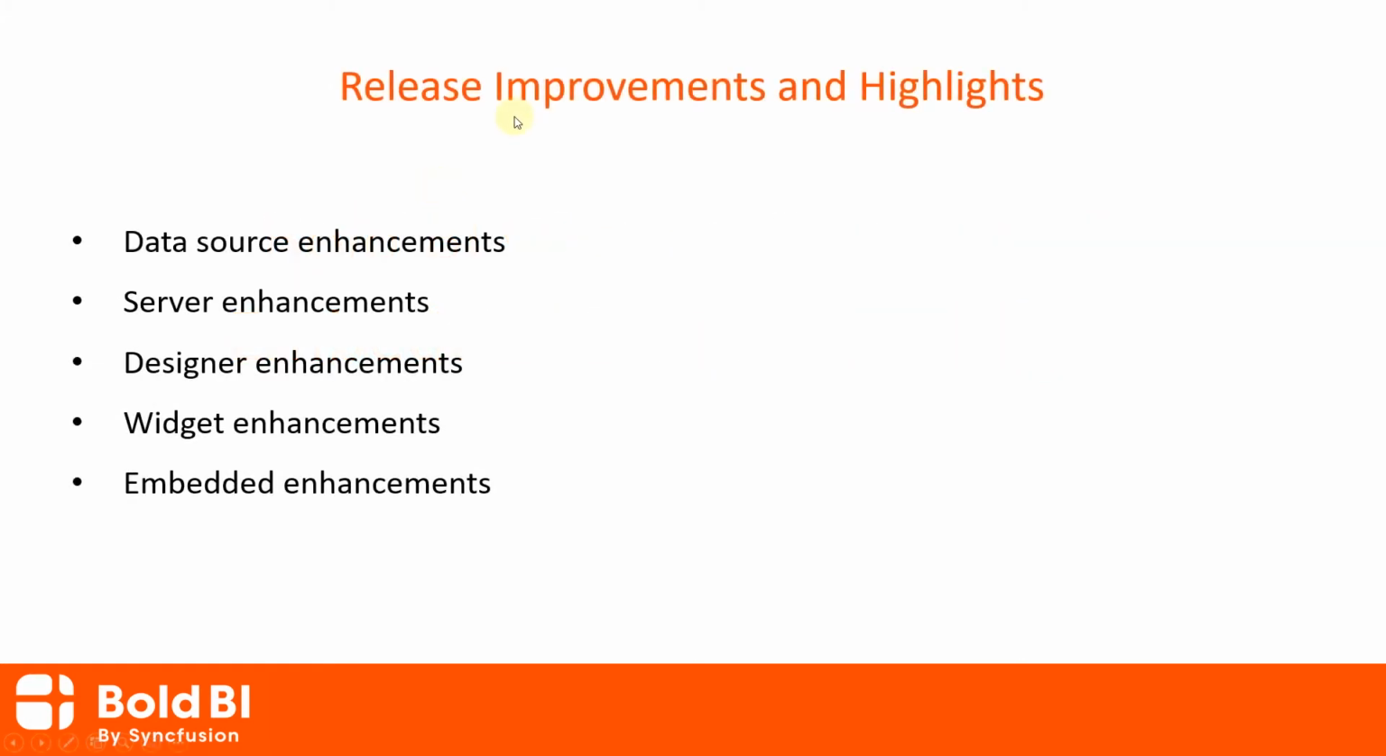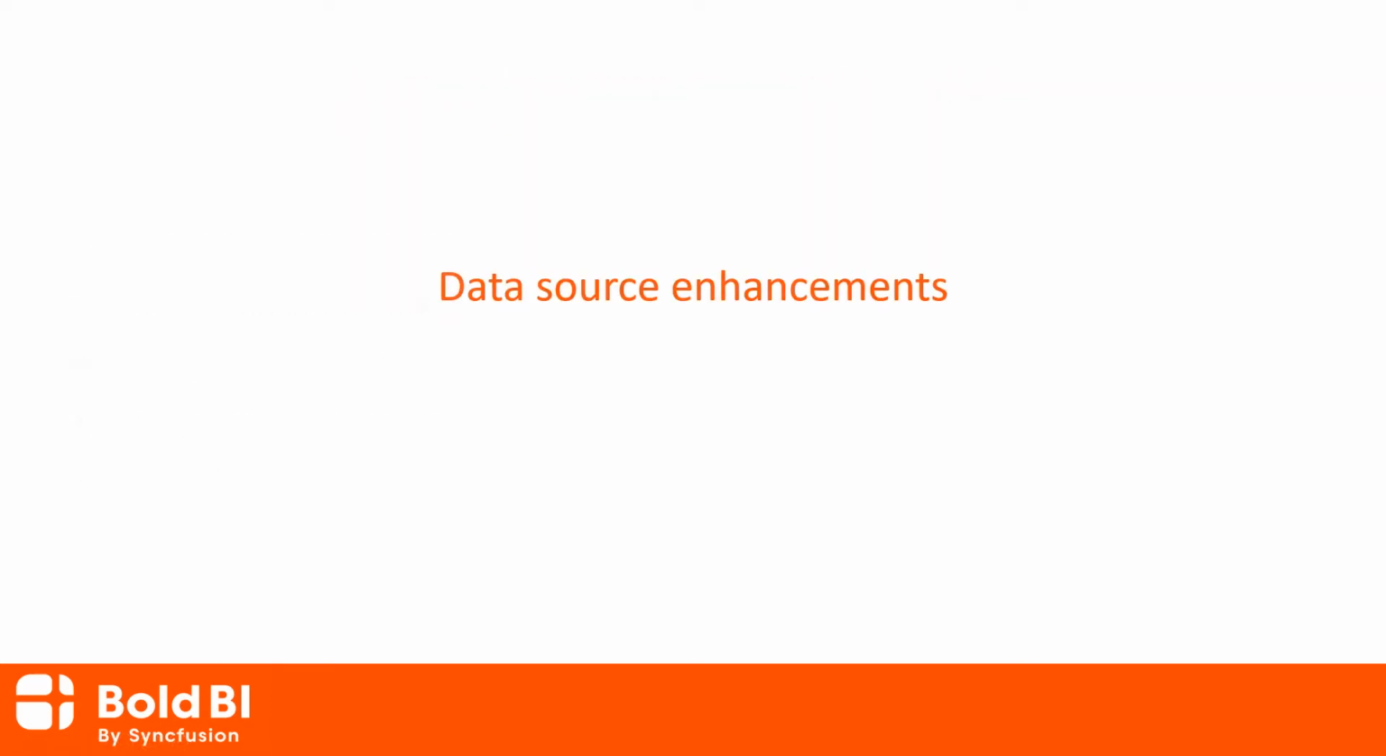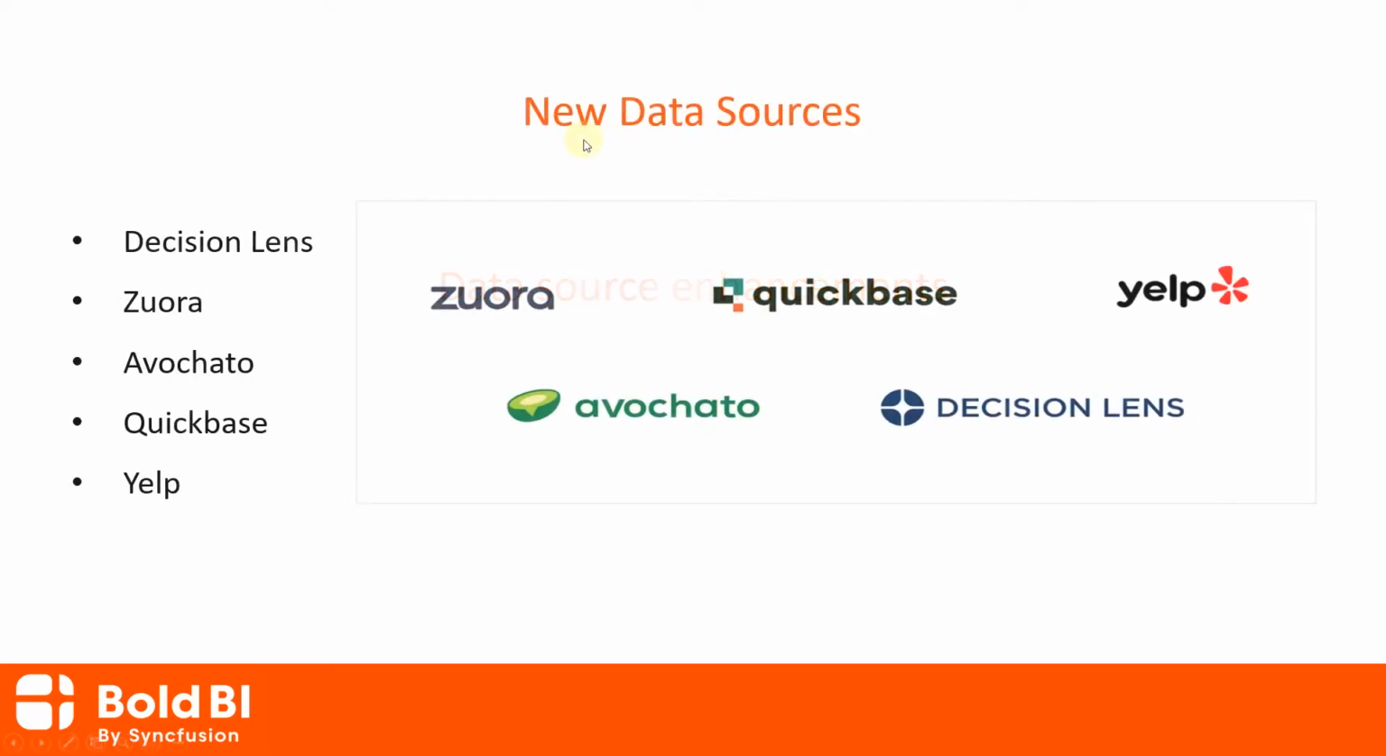In this video, we'll look at the key improvements and highlights of the 5.1 release across the following topics. Let's see the data source enhancements. One of the major enhancements we have provided is new data source connectors for Decision Lens, Zuora, Avocado, QuickBase, and Yelp. Now users can import their data using these data source connectors and create dashboards to gain valuable insight.